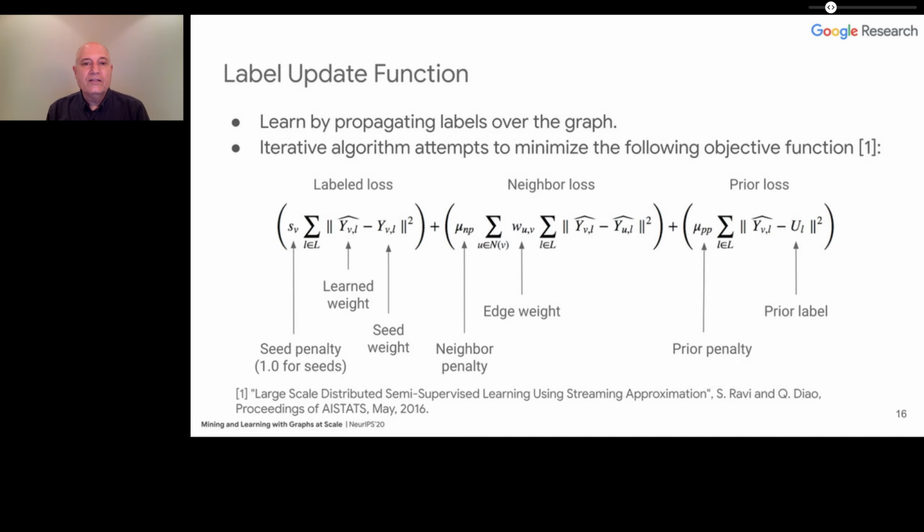So to minimize this loss function, we actually compute the weights at each node as a linear combination of the seed labels, if there are any, the labels of our neighbors proportional to the edges, and the prior label distribution.